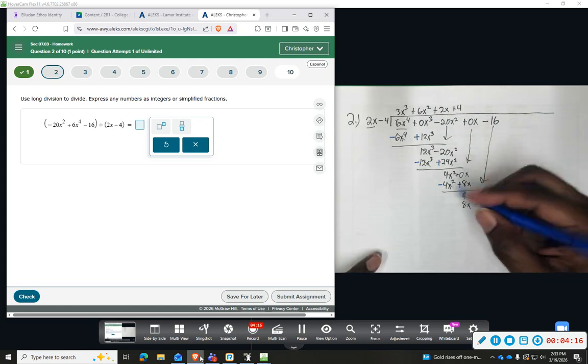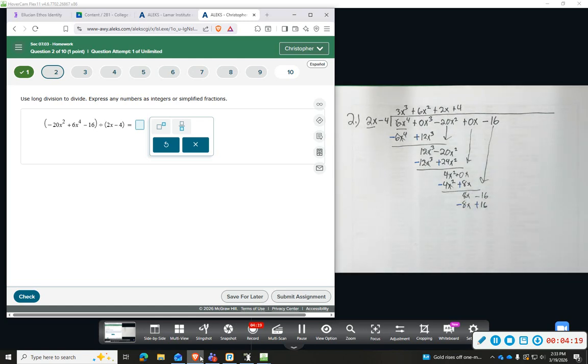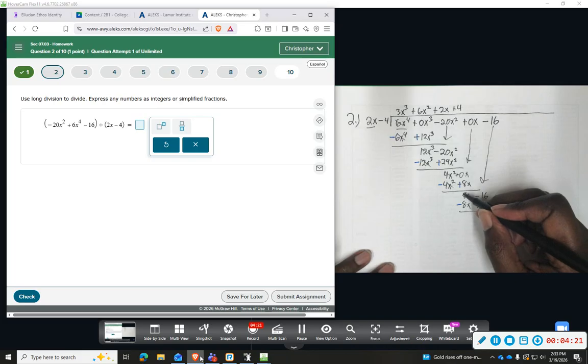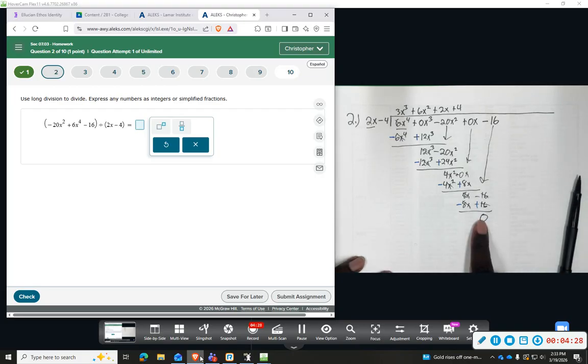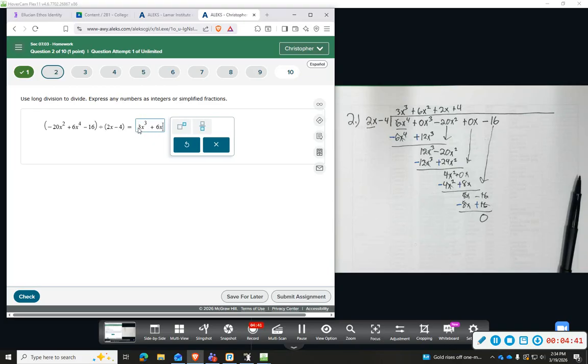All right, change the sign, negative becomes positive, and then opposite, so they 0 out, and then negative and positive, they're opposite, they 0 out. So you get a remainder of 0. So this term goes equally into this polynomial. So we get 3x to the 3rd plus 6x squared plus 2x plus 4.